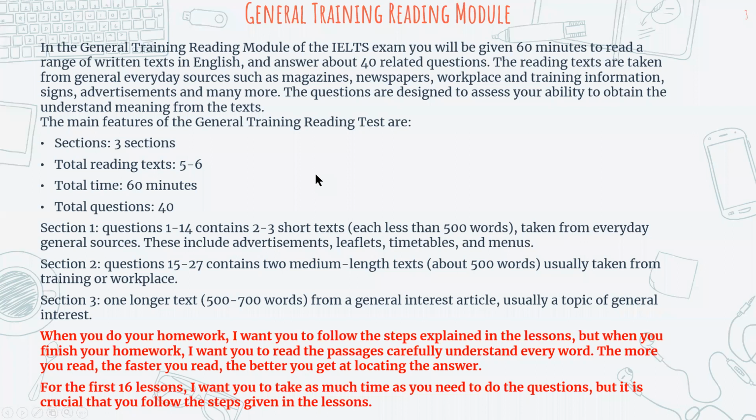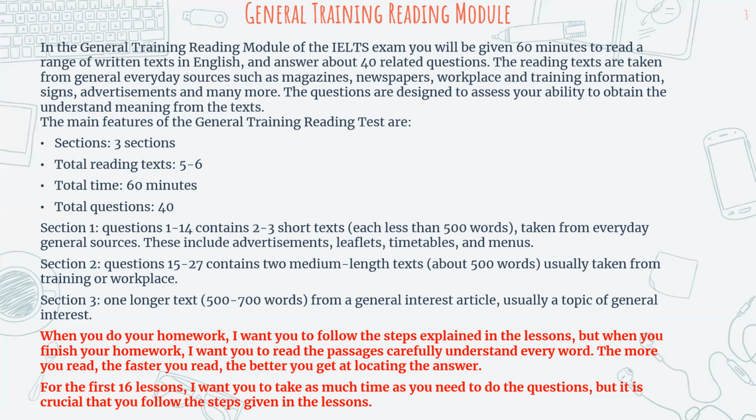Let's talk about the general training reading module. In the general training reading module of the IELTS exam, you will be given 60 minutes to read a range of written texts in English and answer about 40 related questions. The reading texts are taken from general everyday sources such as magazines, newspapers, workplace and training information, signs, advertisements, and many more. Okay, so you'll practically be reading about everything, or anything. The questions are designed to assess your ability to obtain and understand the meaning from these texts, okay?